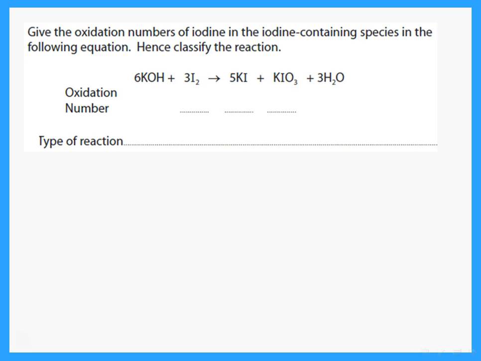Here, give the oxidation numbers of iodine. Okay, iodine as an element in I2, it's 0. In KI, the K is +1, so the iodine has to be -1. Here, the oxygen, each of the oxygens is -2. So I have 3 of them, that's -6. So on the other hand, I have one potassium with +1, so the iodine has to be +5 to have a total of 0. Now, what type of reaction is this? The iodine changed once from 0 to -1, reduction, and once from 0 to +5, oxidation. So this is a disproportionation reaction.